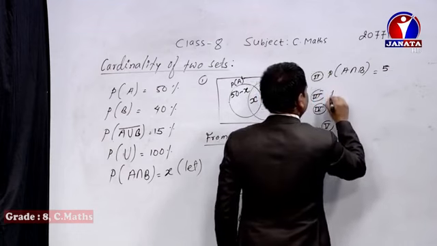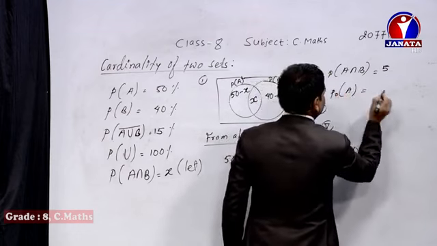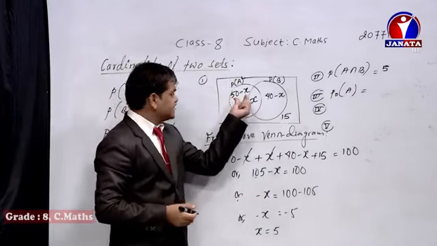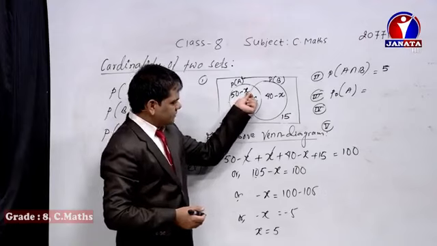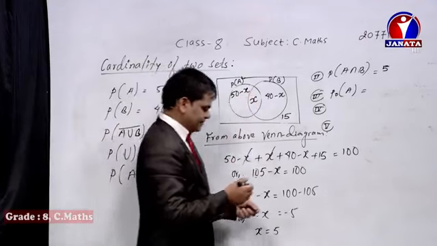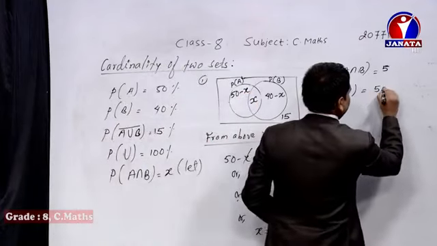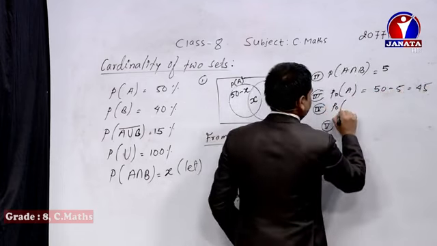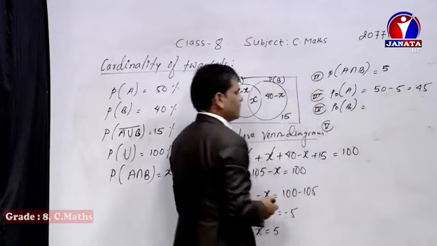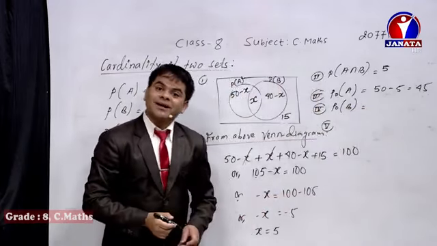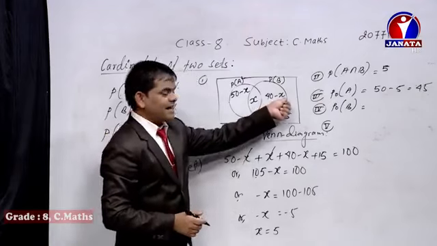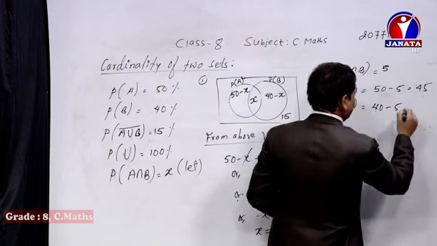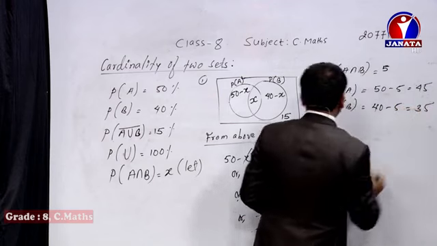Now how many people like only apple? If the question says so, then what will you do? Only apple, 50. Only apple means this area, isn't it? So 50 minus the value of x as 5. So 50 minus 5 equals 45. Similarly, if the question asks how many people like banana only, at that time 40 minus x, it means 40 minus the value of x, as we have got 5, so 35.